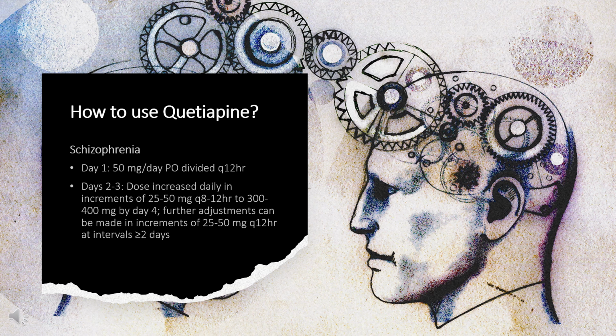Extended release: Day 1, 300 mg PO once daily. Day 2, 600 mg PO once daily. Maintenance, day 3 onward, 400 to 800 mg/day PO.